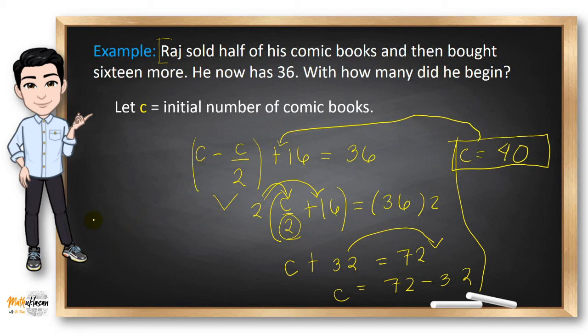And since C equals 40, let us try checking our answer, because it says here that if the initial number of books is 40, he sold half of it. Half of 40 is 20. So subtracting 20 and then adding more 16 comic books should give us 36. And 40 minus 20 plus 16 is 36. So our answer is correct.